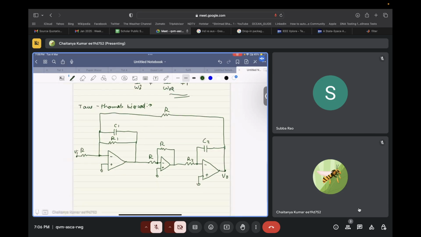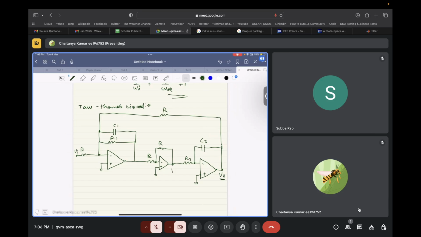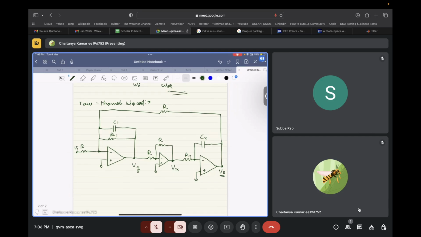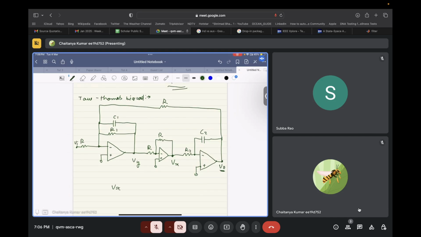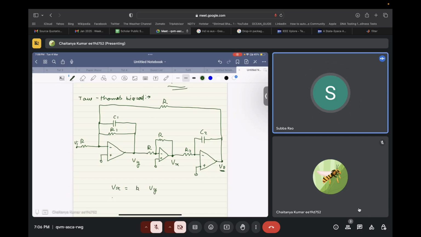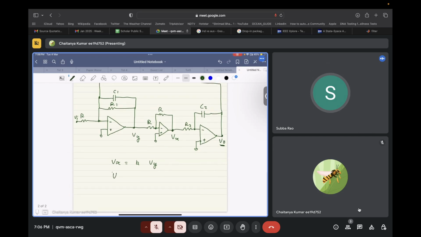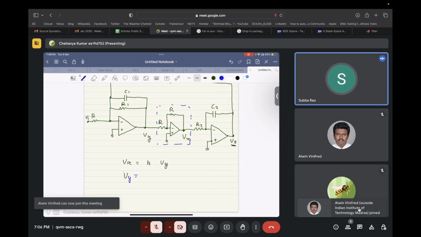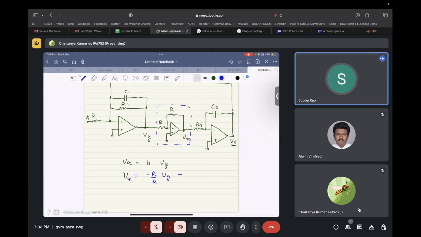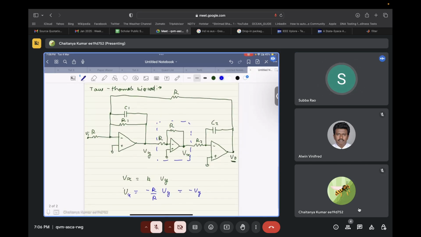In order to calculate the transfer function, we have V naught over here. Let's call this node Vx and this node Vy. Can you tell me what is the relationship between Vx and Vy? Vx is minus Vy. Correct. As you can identify, this is an inverting amplifier with gain of 1. So Vx is equal to minus R by R times Vy, that is equal to minus Vy. Okay, so we know the relationship between Vx and Vy.